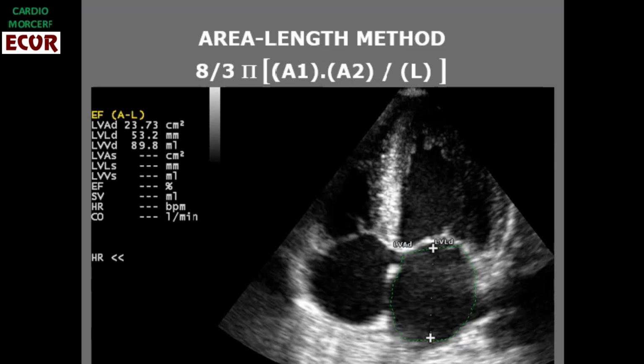Don't worry if the software that some echo machines use is the same as the one for volume measurements, as part of the ejection fraction of the left ventricle. The concept is the same. When doing the planimetry, you should not enter the pulmonary veins or the left atrial appendage.